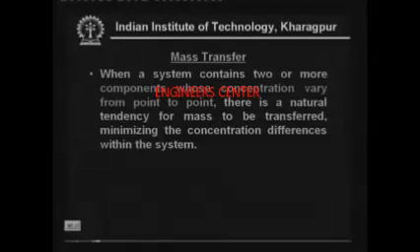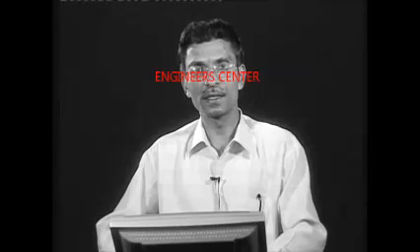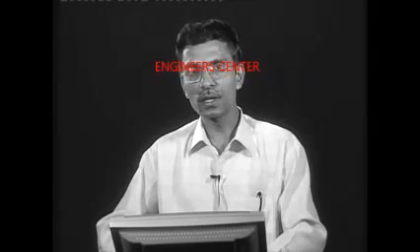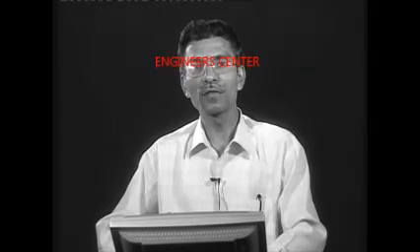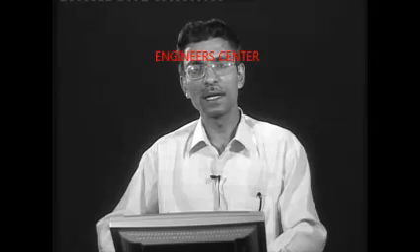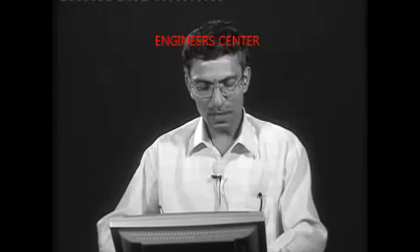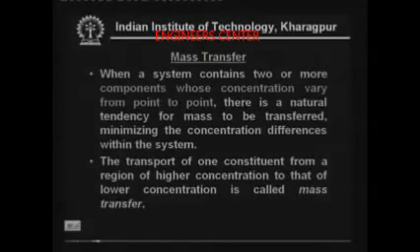That means when you have a system which consists of 2 or more constituents or components, and if there is a concentration difference, then the spontaneous process is to reduce the concentration gradient. That means there will be mixing of the components. That means there will be mass transfer. That means transfer of one constituent into other. This is what is known as mass transfer. So, mass transfer can be defined as the transport of one constituent from a region of higher concentration to that of a lower concentration.